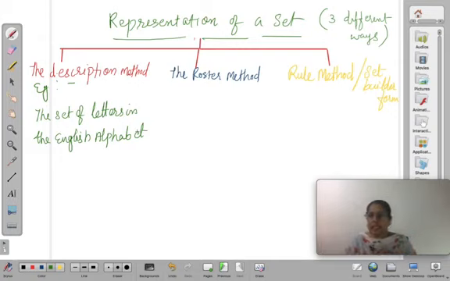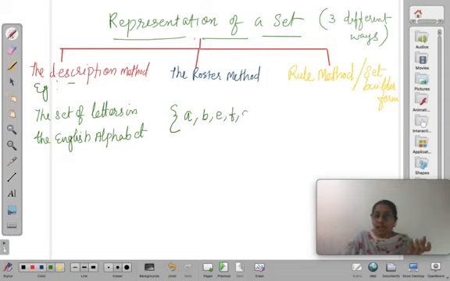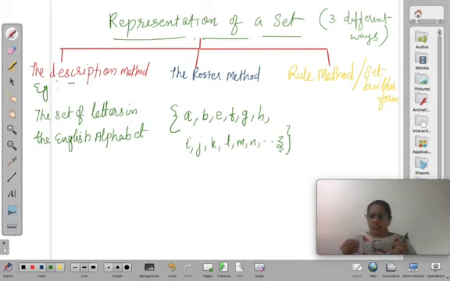Then how can we write the same in the roster method? What is roster form? Roster is spelled R-O-S-T-E-R. Roast means we are frying, and in the same way we are making it in roster form. First you write the curly bracket and write all the English alphabet by inserting commas between each letter: A, B, C, up to Z. That is, we are writing all the members of the set by putting commas between two members. That is the roster method.